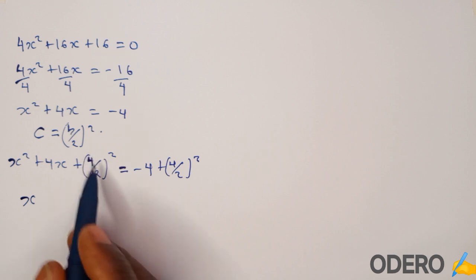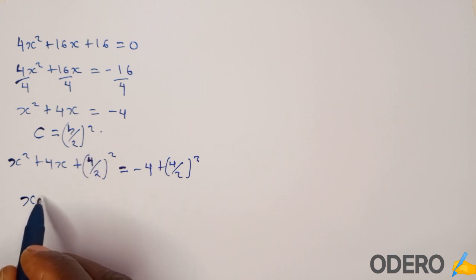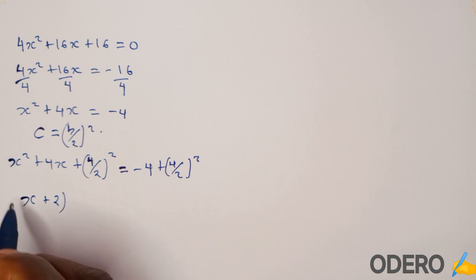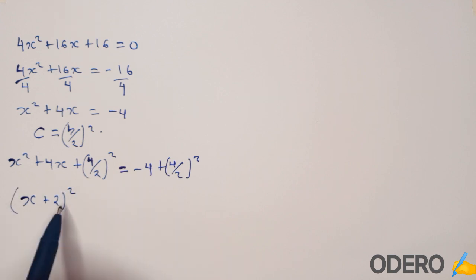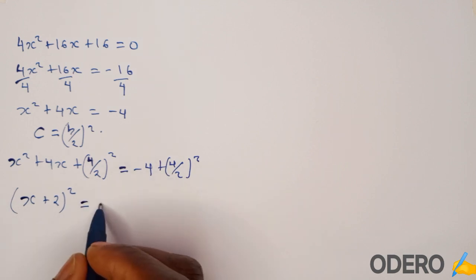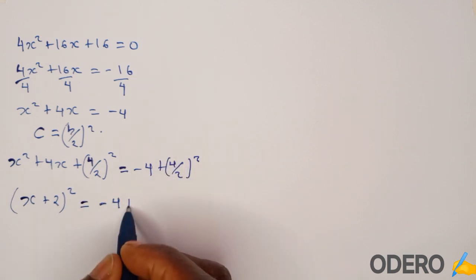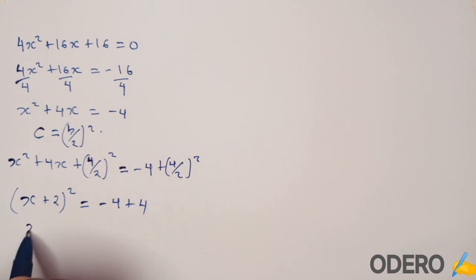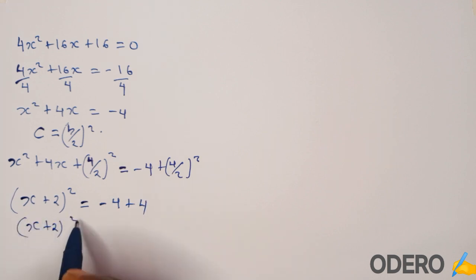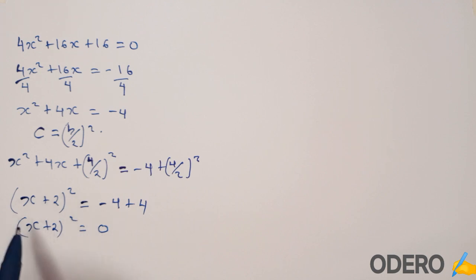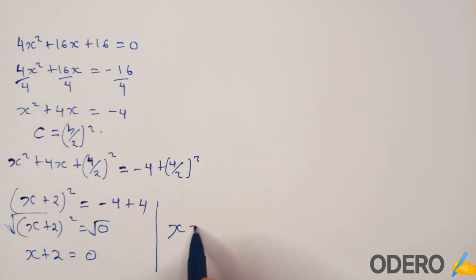Then this one, you get x plus 2 squared. So when you factorize this one, you're supposed to get this. So it equals negative 4. Simplify this one, you'll get 4. So you'll have x plus 2 squared is equal to 0. We can square root this side and square root this side. So x plus 2 will be equal to 0. To get x, we say x will be equal to negative 2. And that is how we solve.